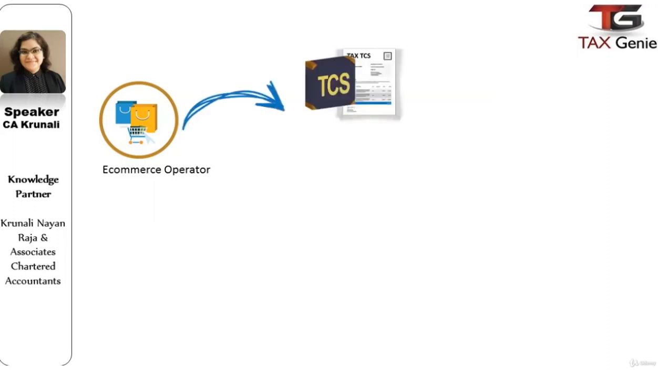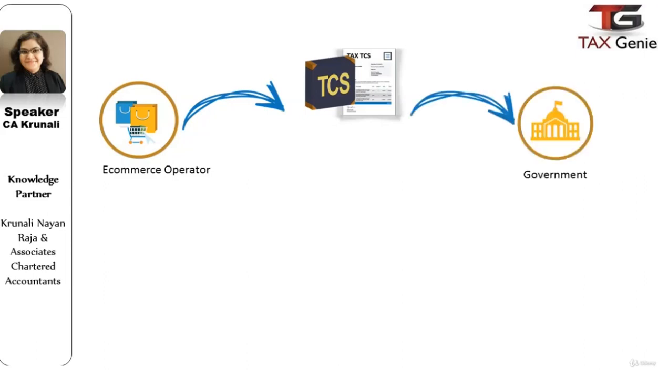The rate for collecting tax at source is 1% of the amount paid or payable to the supplier for the sale of goods or services. This amount of TCS is to be collected at the time of credit of amount to the supplier or at the time of payment made to the supplier, whichever is earlier.